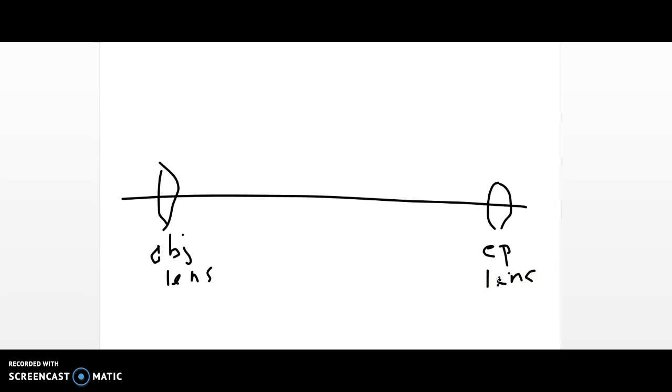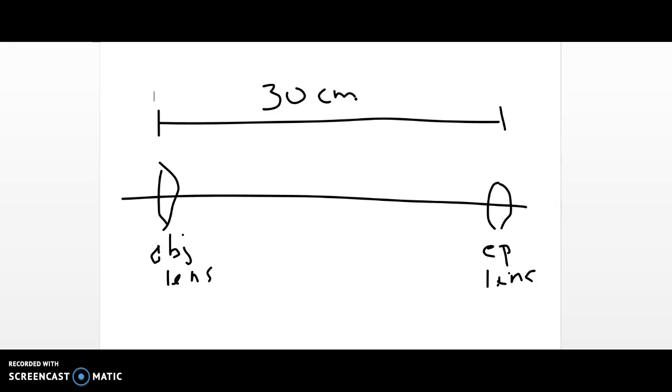And then you calculated, actually the whole microscope, the first one is 30 centimeters. And then in the last problem up in the table, you calculated that the image from the objective lens was 18 centimeters from the objective lens. Okay?